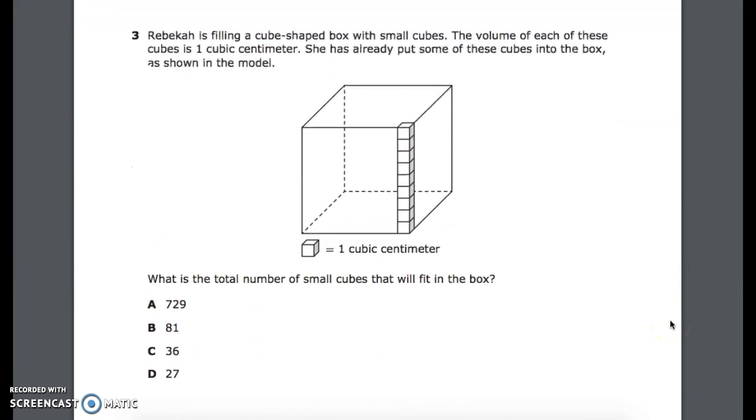Number 3. Rebecca is filling a cube-shaped box with small cubes. The volume of each of these cubes is 1 cubic centimeter. She has already put some of these cubes into the box, as shown in the model. 1 cube equals 1 cubic centimeter. What is the total number of small cubes that will fit in the box? A. 729, B. 81, C. 36, D. 27.